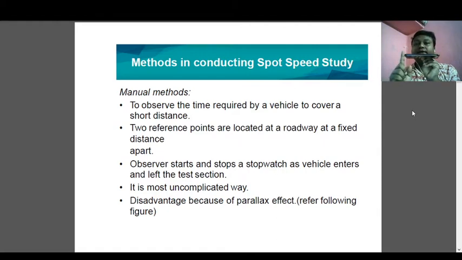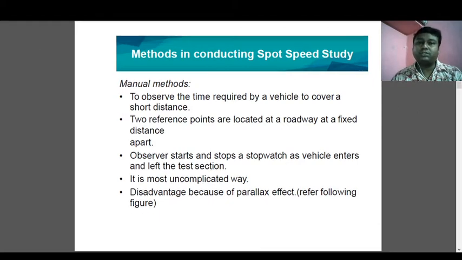So one vehicle is entering. The surveyor has a stopwatch in each hand. In the first stopwatch, he will note down the entry time, and in the second stopwatch, he will note down the exit time. So we know the distance, we know the total duration, so we can find out the speed for this particular distance. This is the process to identify the spot speed, and this is a kind of manual survey where one surveyor records the entry time and the exit time, and based on the time taken to cover a particular distance, they find the spot speed.